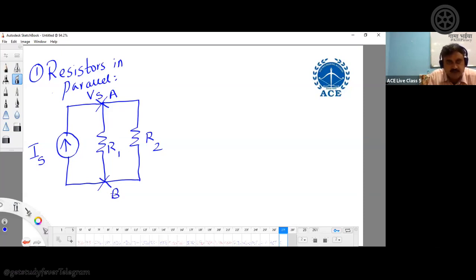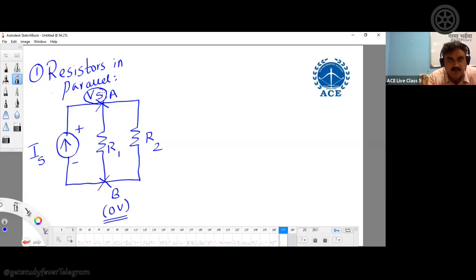There is no voltage at B. Voltage at B I am assuming as 0 volts. It's a ground node. That is the reason I am writing my node voltage as Vs here. That means Vs is the drop between your node A and node B. That means for all these three branches, whenever you measure node voltage, it is measured with respect to ground.